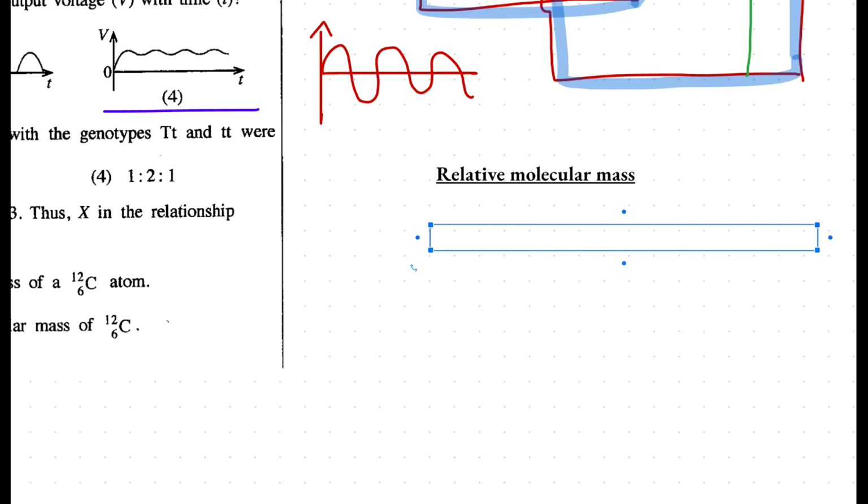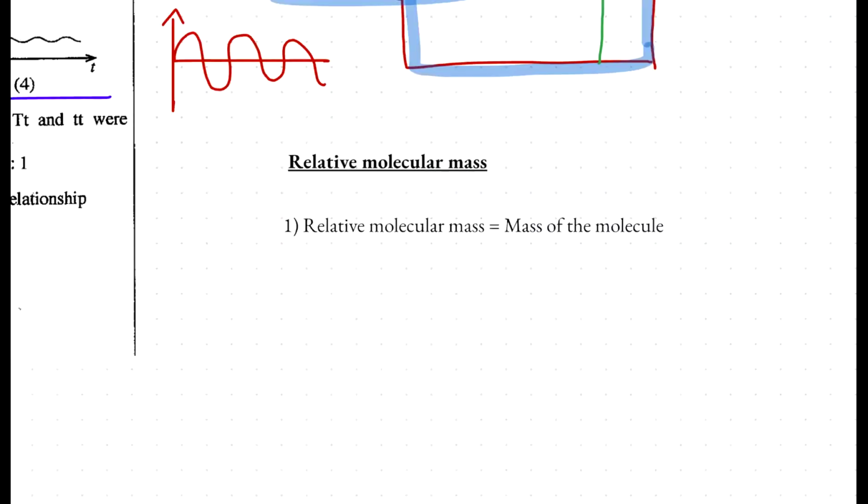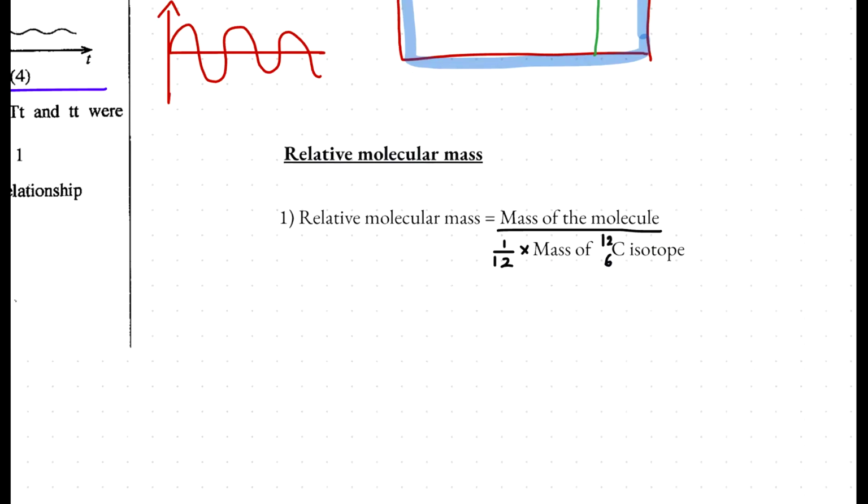you divide by 1/12 of the mass of a carbon-12 isotope. That is method 1. Excuse me. What is method 2?